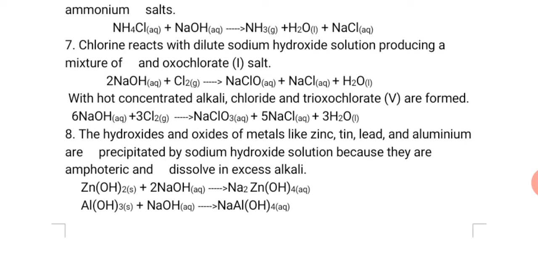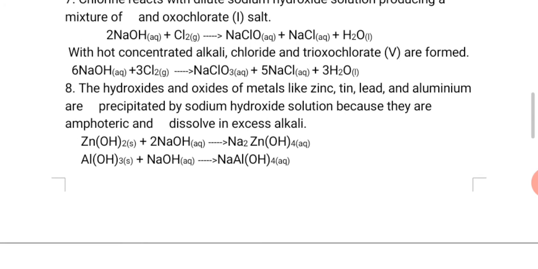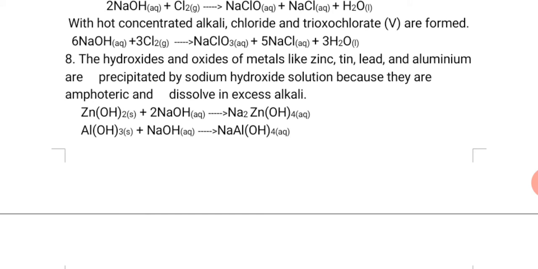With hot concentrated alkali, chloride and trioxochlorate V are formed. It means that if hot concentrated alkali of sodium hydroxide is used, chloride, that is sodium chloride, and trioxochlorate V of the salt are formed, not like the one in the previous equation. 6NaOH plus 3Cl2 to give NaClO3 plus 5NaCl plus 3H2O.